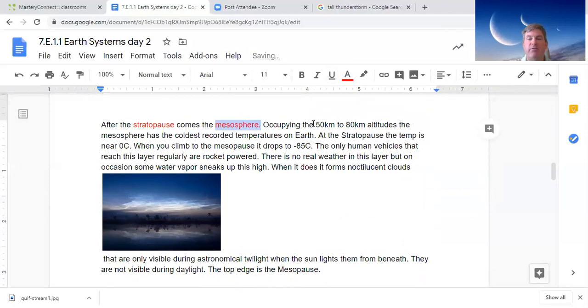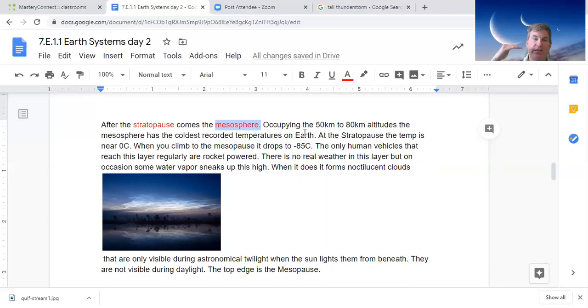Occupying the space from 50 to 80 kilometers, the mesosphere has the coldest recorded temperatures on Earth. So again, here's why we've divided this into layers, because of temperature change. When you go in after the stratopause, you go into the mesosphere, and the temperature starts going back down.